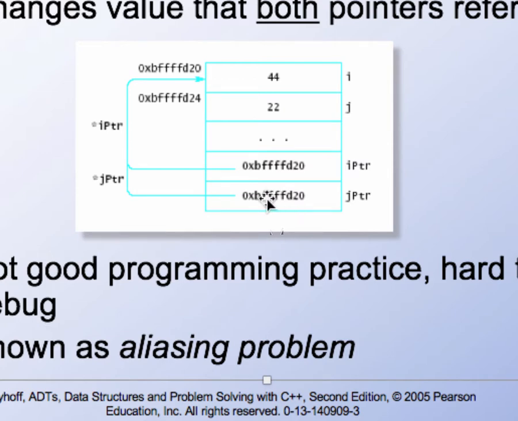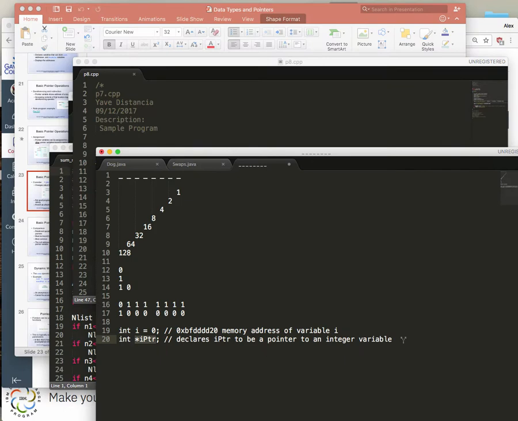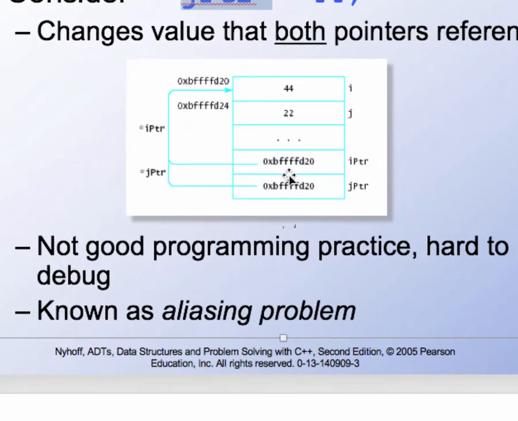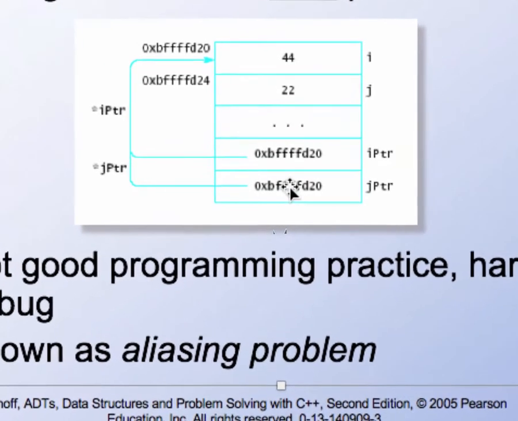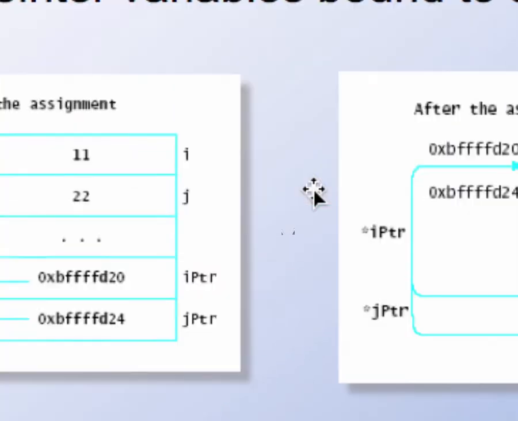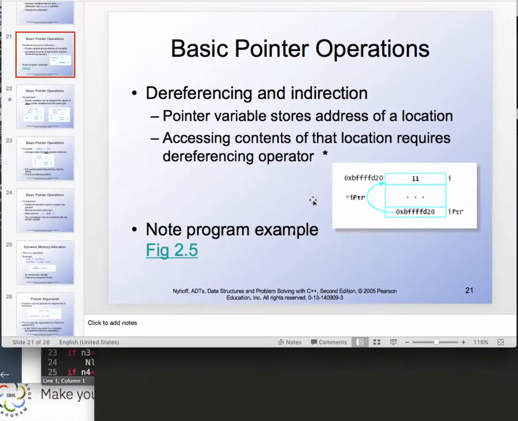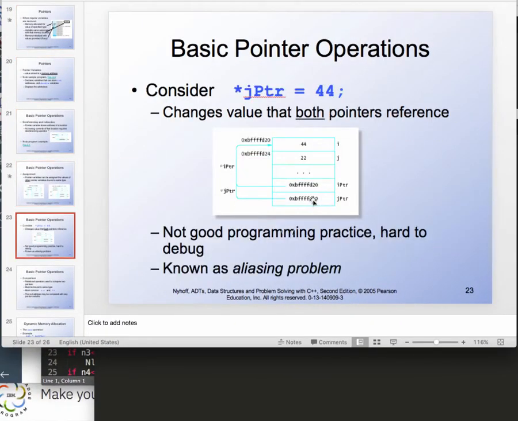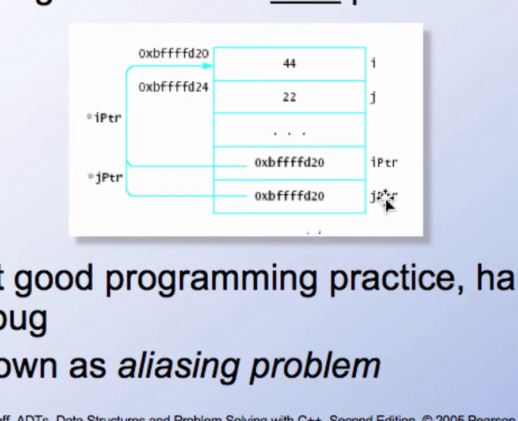But as soon as we do I pointer equals &I, the information stored in the memory slot of I pointer becomes equal to this. In other words, this D20 is the same as this one right here. So you have this thing referring to the same place in memory as I.